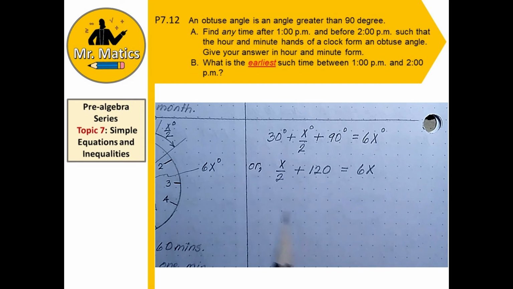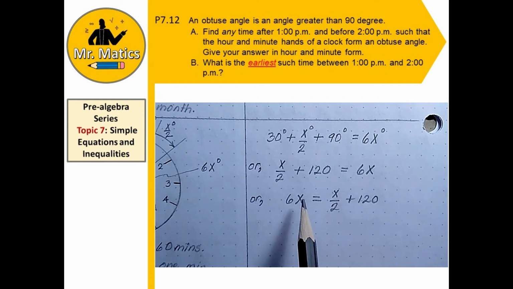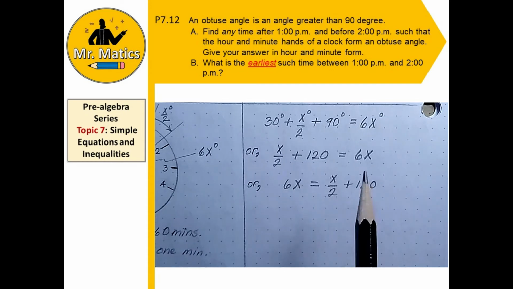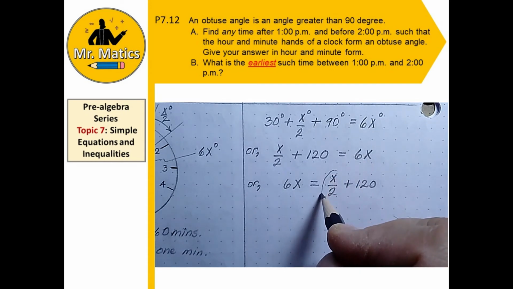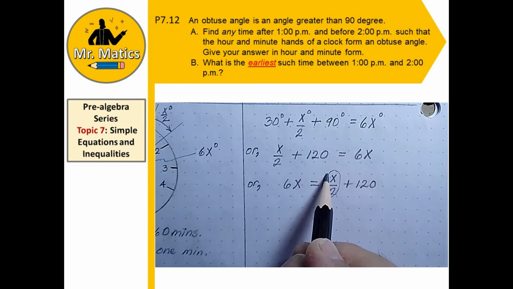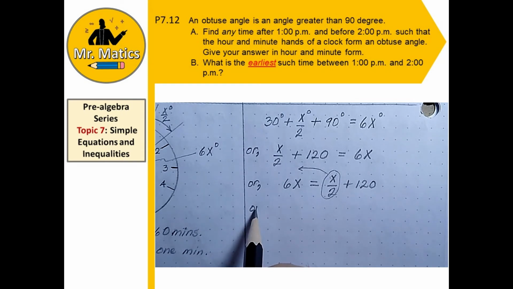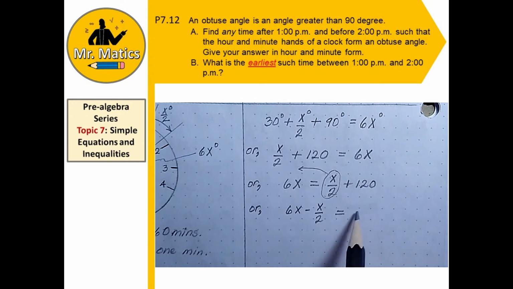We flip the equation. 6x equals x by 2 plus 120. Why did we flip it? Because as a convention we have the variables on the left side, so that's why I flipped it. You can take this on this side of the equation, or 6x minus x by 2 equals 120 degrees.